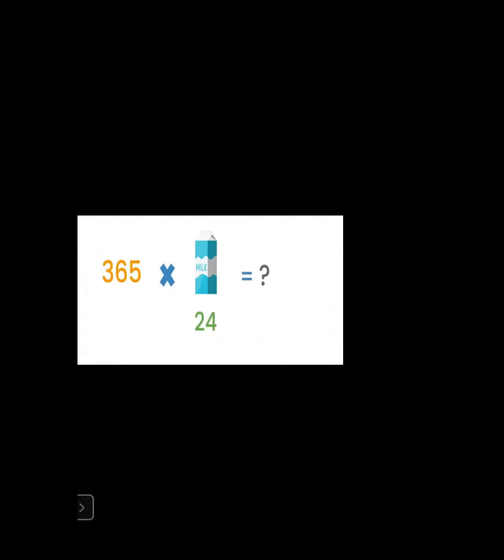Now let us see. One milk packet costs 24 rupees and 1 year contains 365 days. We have understood that it is 365 days into 24, which means 1 year into 24. Now let us solve it in the verbal method. First of all, we have to arrange the numbers according to their place values like ones, tens and hundreds. Now we have to solve the ones place first, then the tens place, and then the hundreds place.